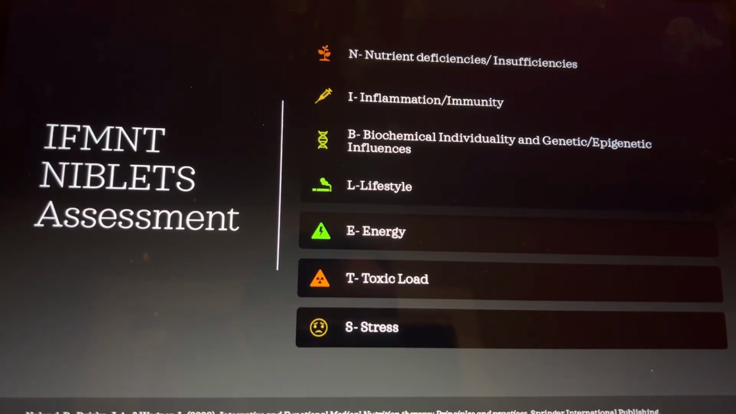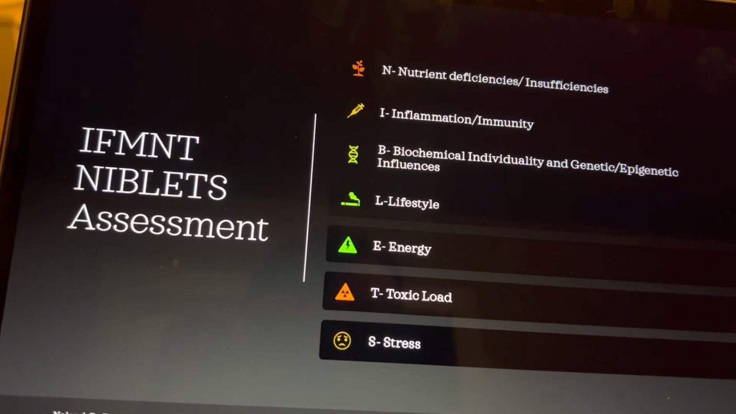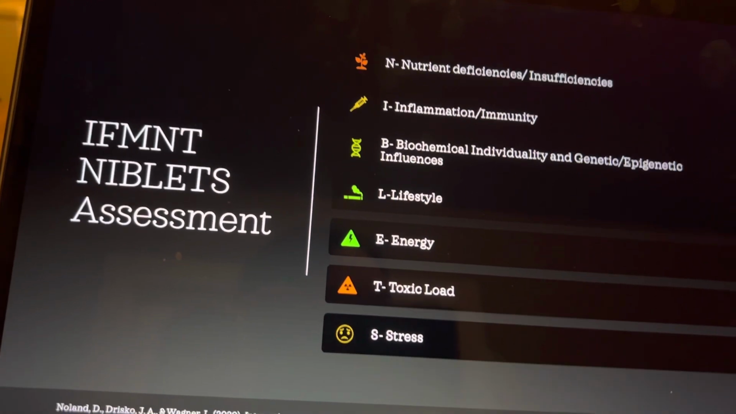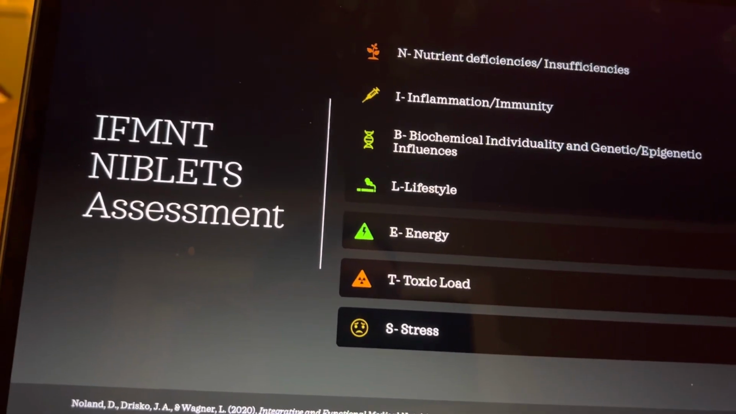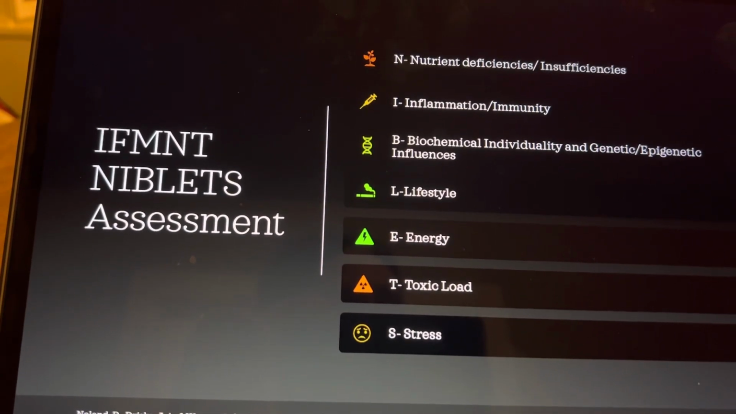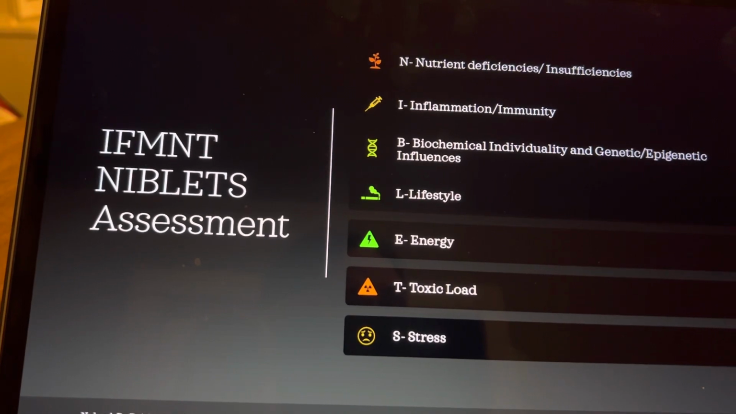T is the assessment of toxic load. For patients with IBS, the patient may be eating a diet that is toxic to their GI system. Dietary considerations may include avoiding large meals, elimination or reduction of lactose, sorbitol, mannitol, xylitol, fructose, high fructose corn syrup, and honey. S is the last assessment of the NIBLS assessment.